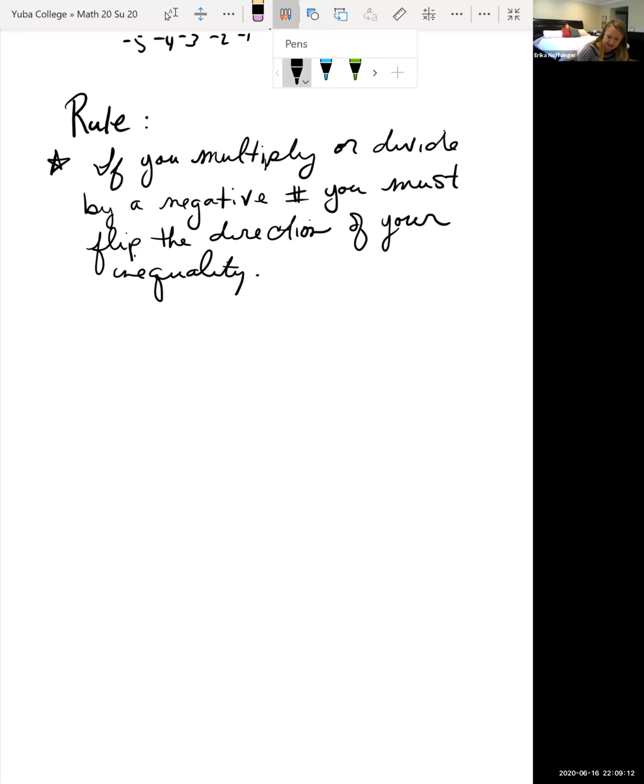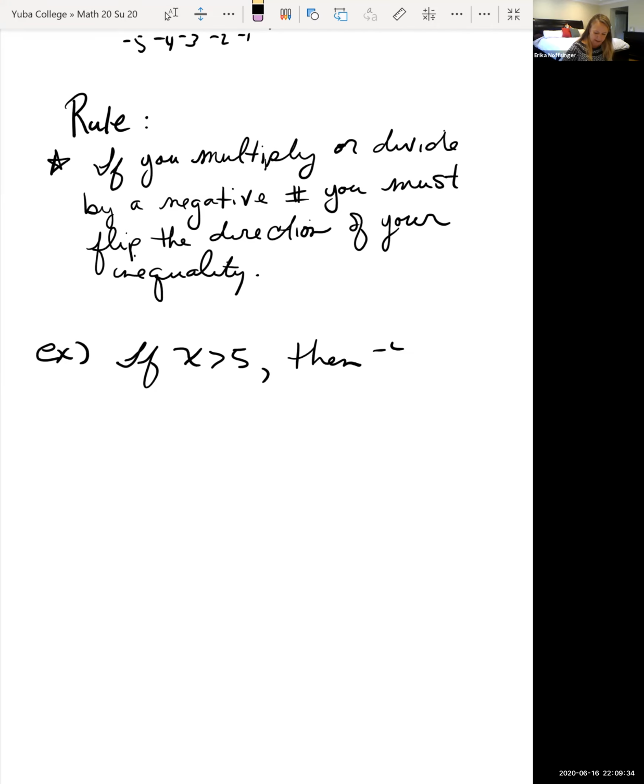Okay, so let's look at an example. Fill in the blank to form a correct inequality statement is the directions. And this says, if x is greater than 5, then -4x is what to -20?